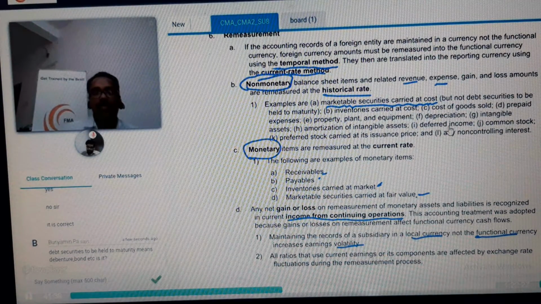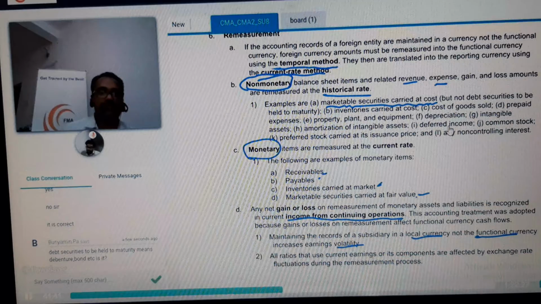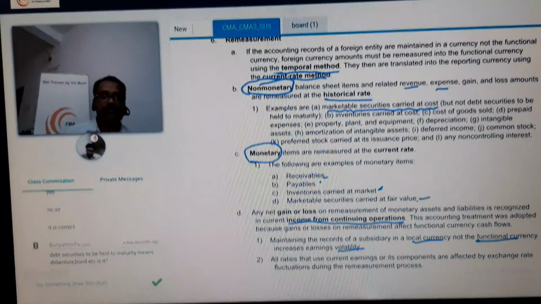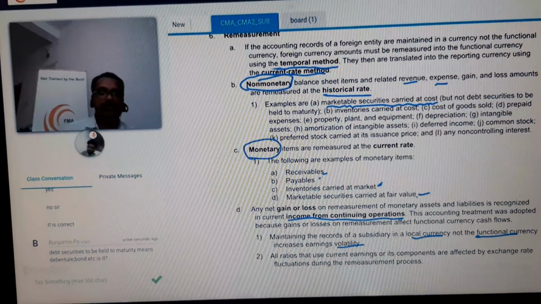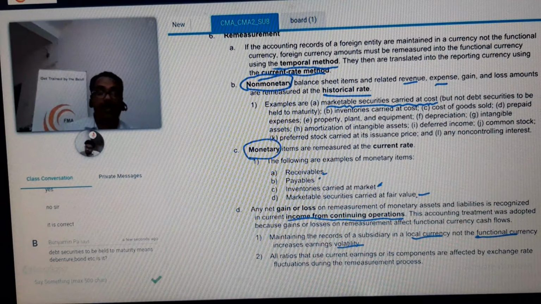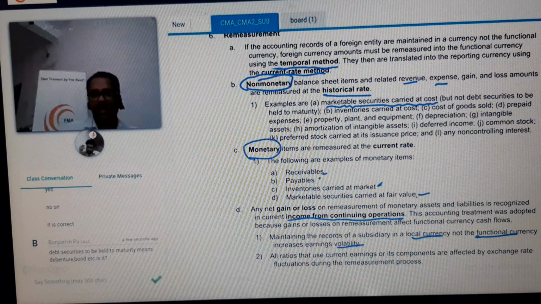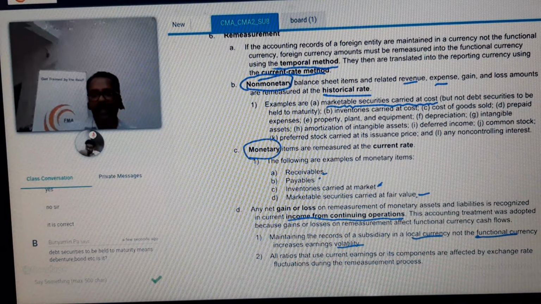Demonstrating in the euro. Not translation, let me use the word remeasurement. Translation is a technical word there. That is from euro to US dollar, that is, you are going to the reporting currency. That is the technical word. That is the translation method.